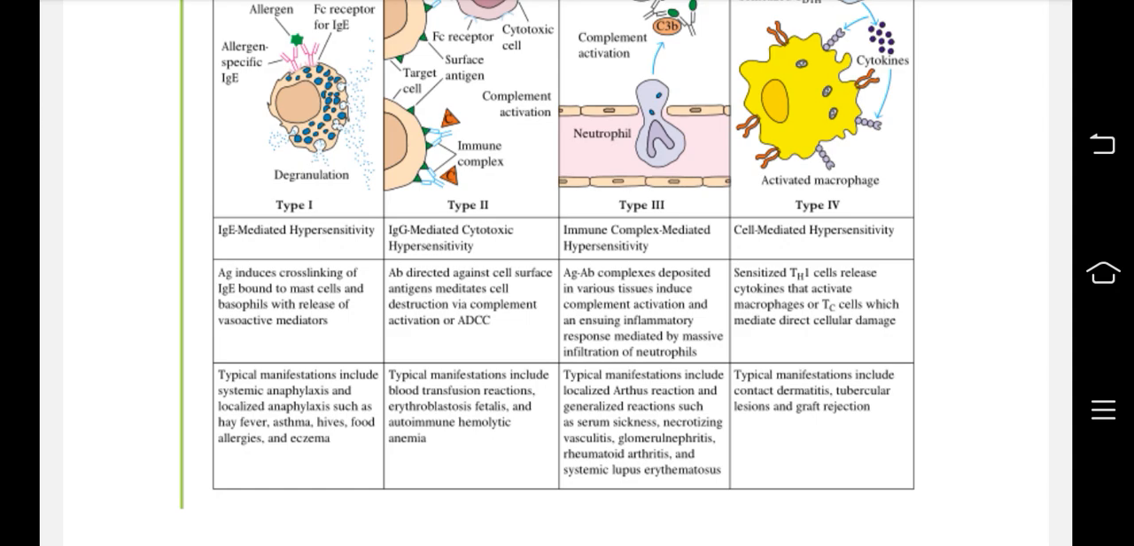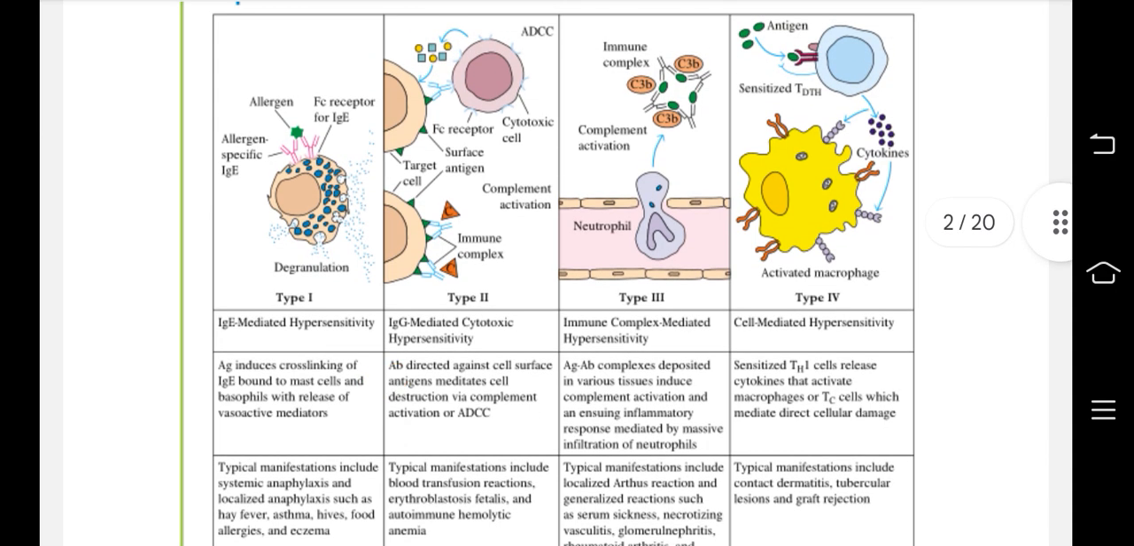cytotoxic hypersensitivity. So AB directed against cell surface antigens mediate cell destruction via complement activation or ADCC. Typical manifestations include blood transfusion reactions, erythroblastosis fetalis, and autoimmune hemolytic anemia.